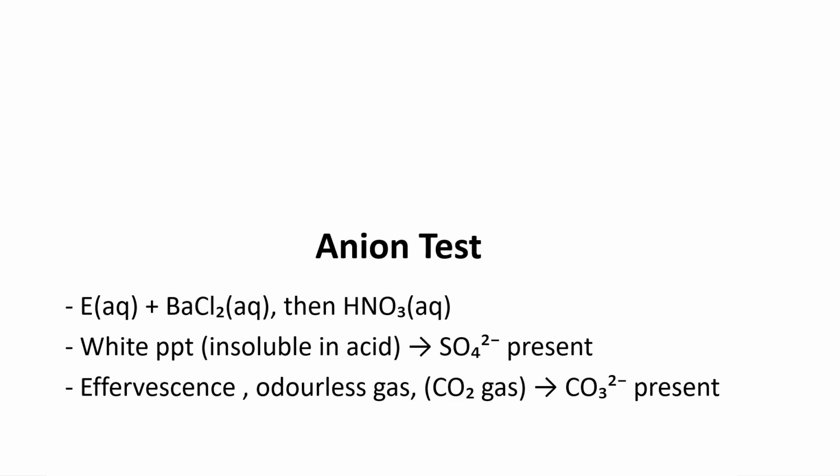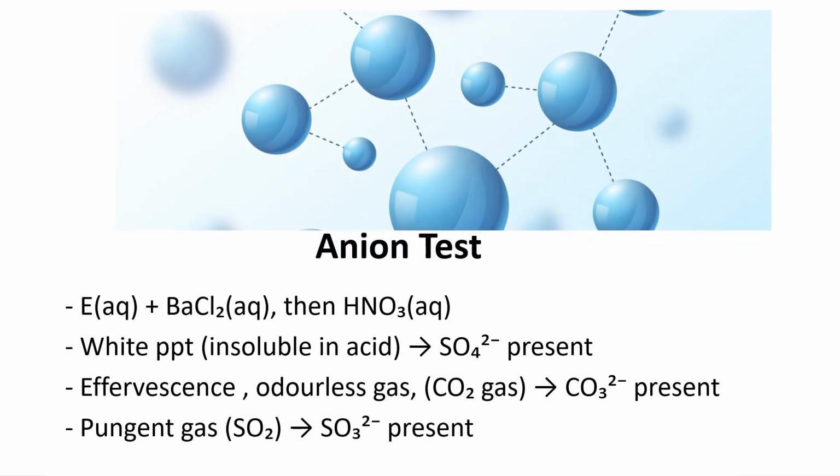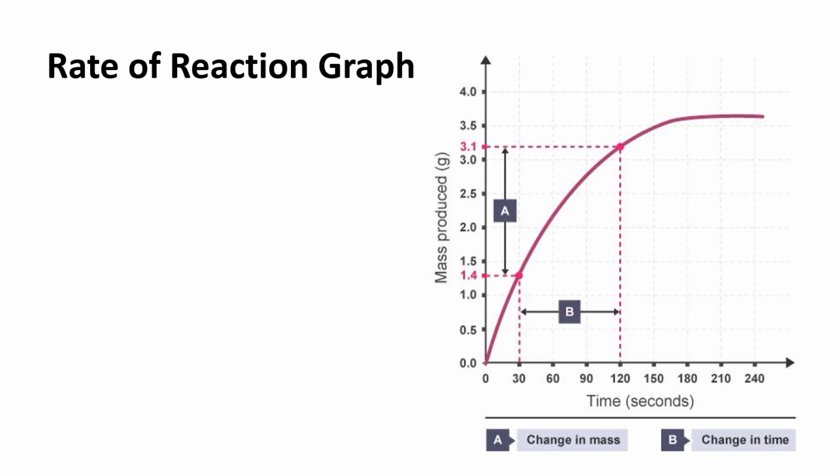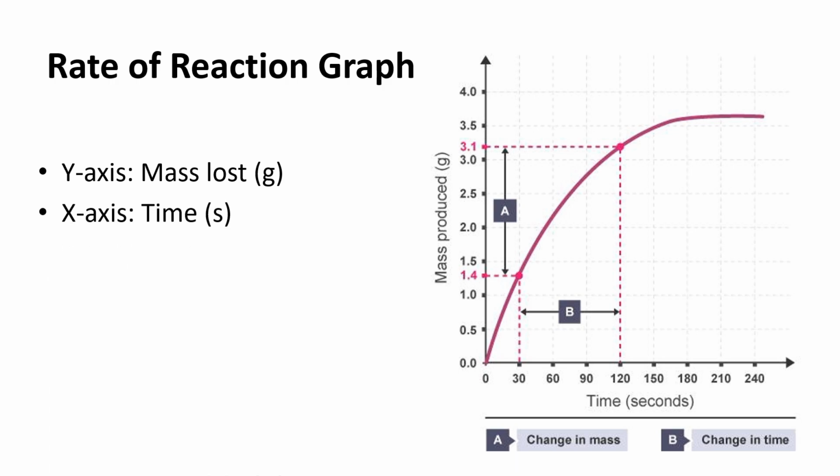then SO4 2- ions are present. If there was effervescence with colorless odorless gas, it is CO2 gas that came out, and the anion is CO3 2-. If there was effervescence with colorless gas with a pungent smell, it is SO2 gas that came out, and the anion is SO3 2-. But question 3 is all about graphs of rate of reaction.